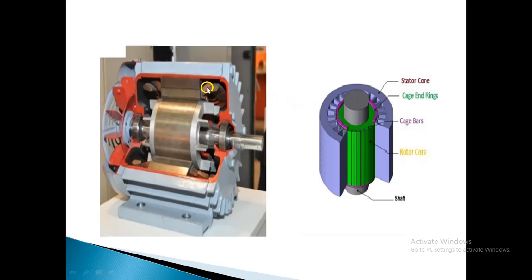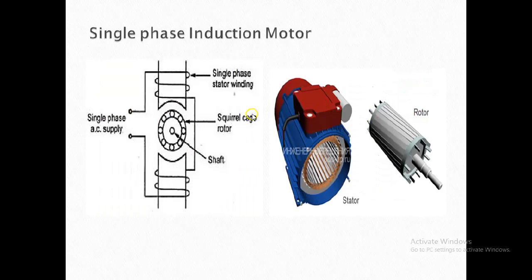Here it is clearly visible in the first diagram. This brown color copper wire is the stator winding, and stampings are made up of silicon steel to reduce the hysteresis loss. When you give single phase AC supply to the stator winding, the magnetic field is created due to the flow of alternating current in this winding.